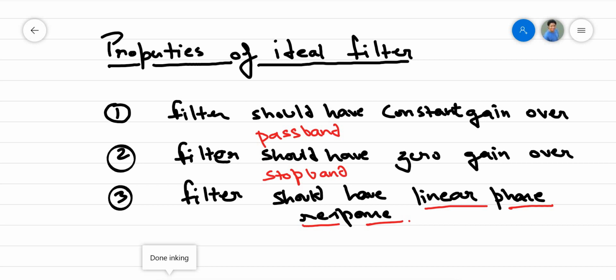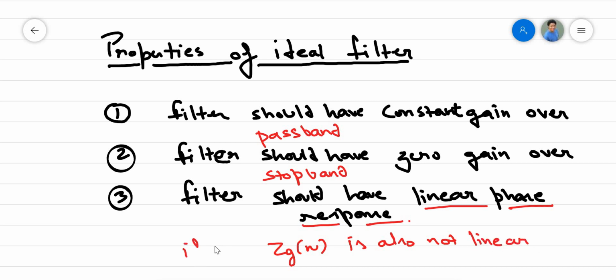Now the important third point is the filter should have a linear phase response. Why do we want a linear phase response? As we have seen in last class, if the phase is not linear, then tau g(omega) is also non-linear.